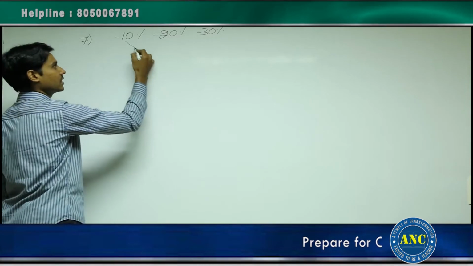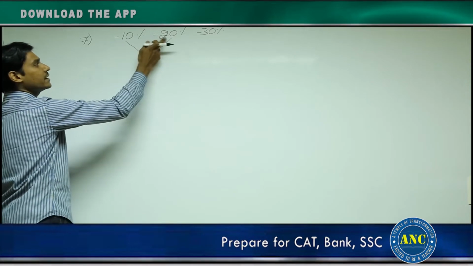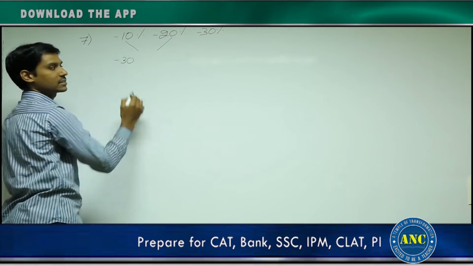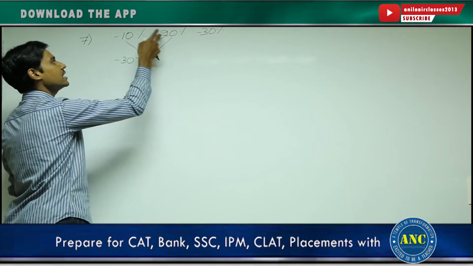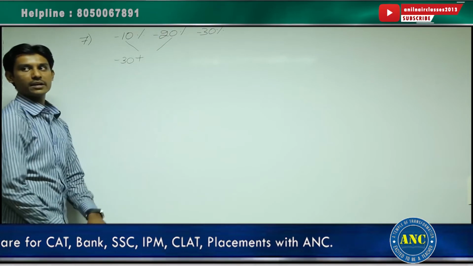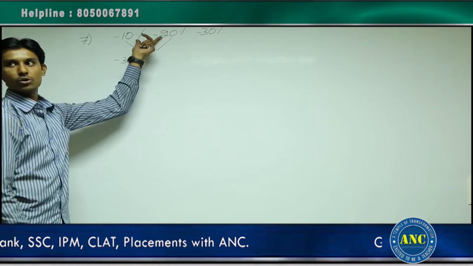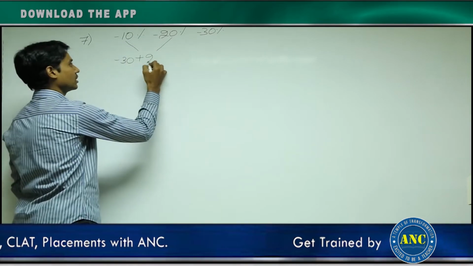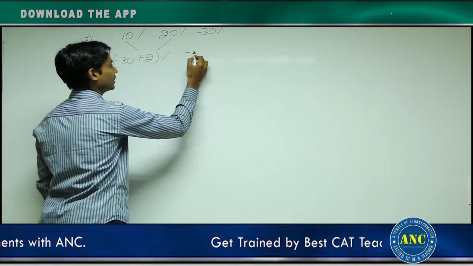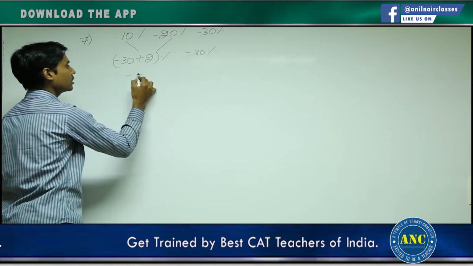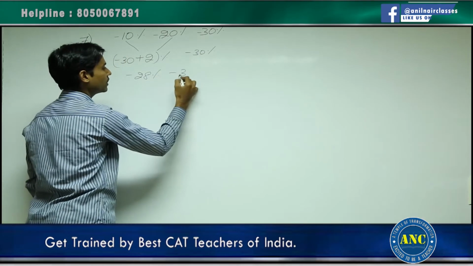So three percentage changes, apply successive percentage. Minus 10, minus 20, it is minus 30. Plus minus 10 into minus 20 by 100. Minus 10 into minus 20 is 200. 200 by 100 is 2. So this is minus 28%. Do it with the remaining one. This is minus 28%. Do it with minus 30.